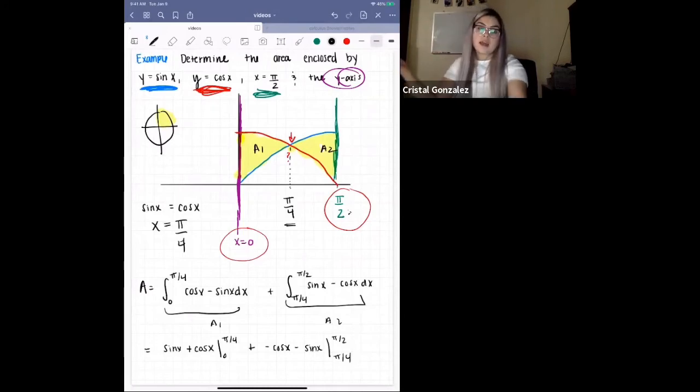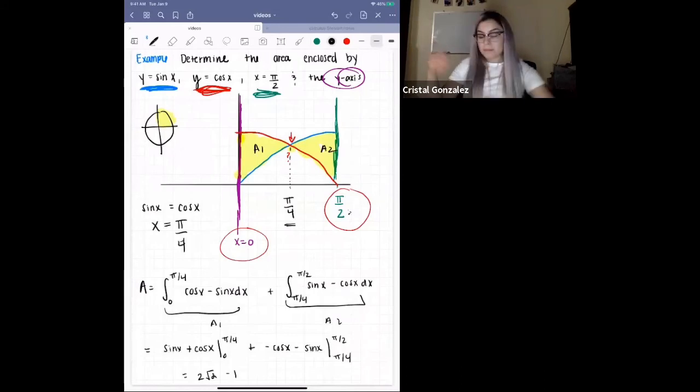Okay, and now all we have to do is evaluate this. And if we evaluate this, do f of b minus f of a. I'll give you the final answer here, but it's going to be 2 root 2 minus 1 just to save some time. Okay, and then we're going to do one more example. I'm going to do the horizontal case in the next example.